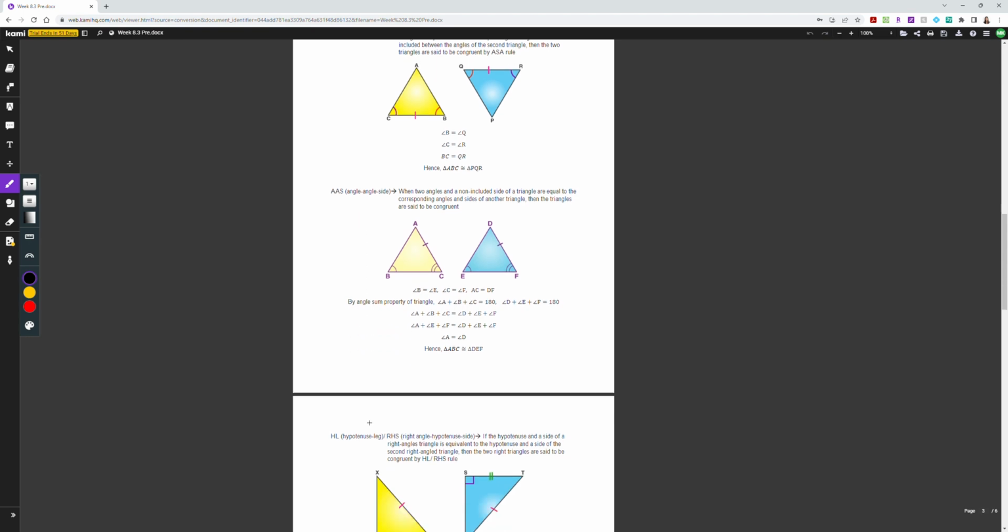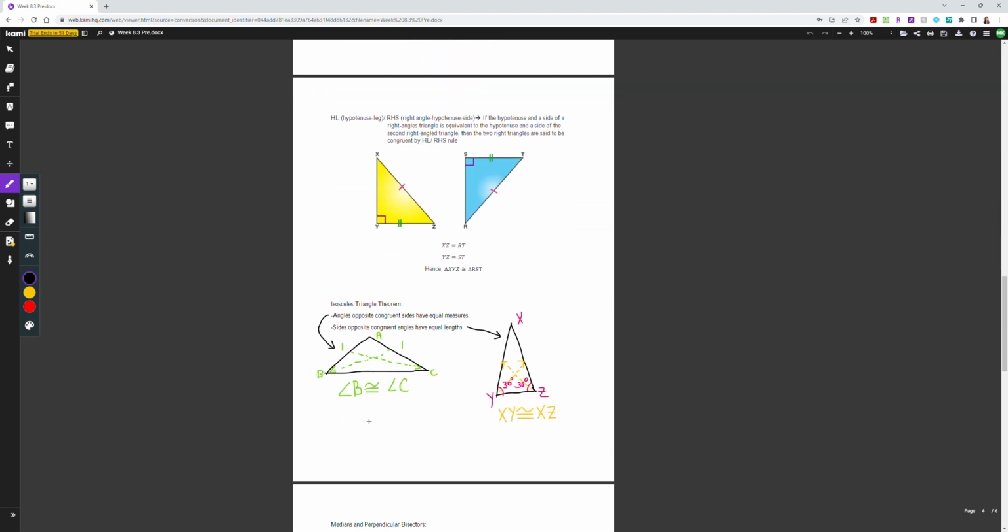Now, HL, which stands for hypotenuse leg, or RHS, which is right angle hypotenuse side, are both the same thing. Essentially, this states that if the hypotenuse and a side of a right-angled triangle are equal to the hypotenuse and the side of a second right-angled triangle, then the two right triangles are congruent by the HL or RHS rule.